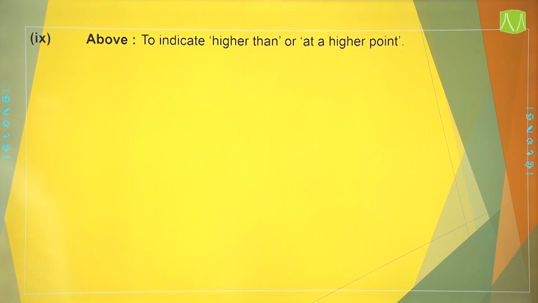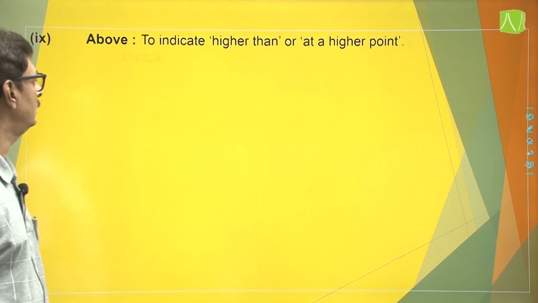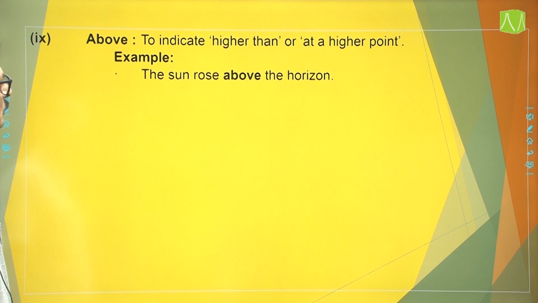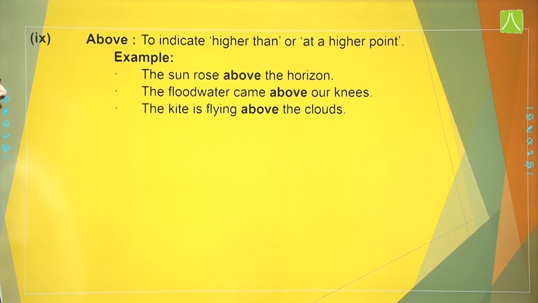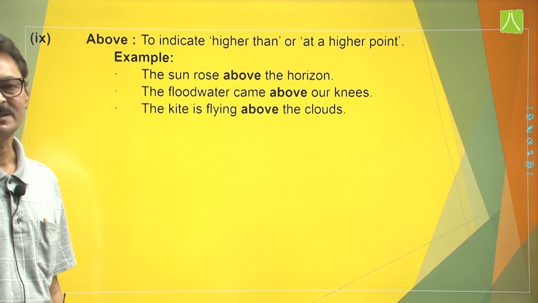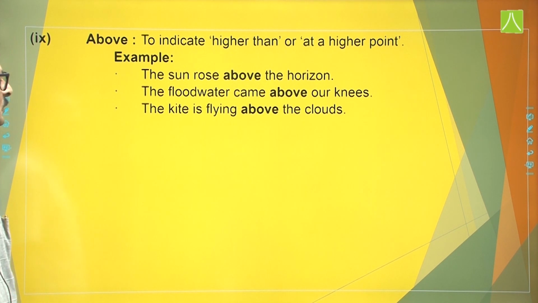Above, to indicate higher than or at a higher point. ऊपर, above. Example, the sun rose above the horizon. The flood water came above our knees. Above the knees. Knees के ऊपर. The kite is flying above the clouds. बादल के ऊपर पतंग उड़ रही है, above, higher than or at a higher point.